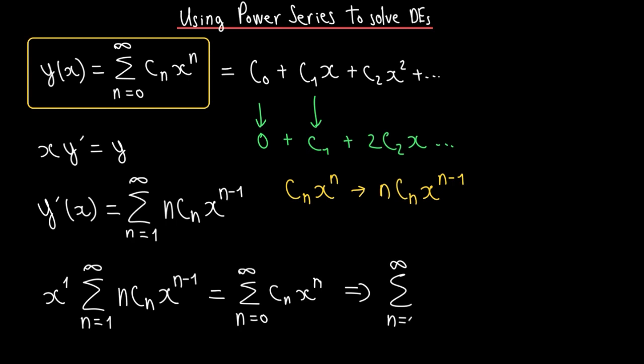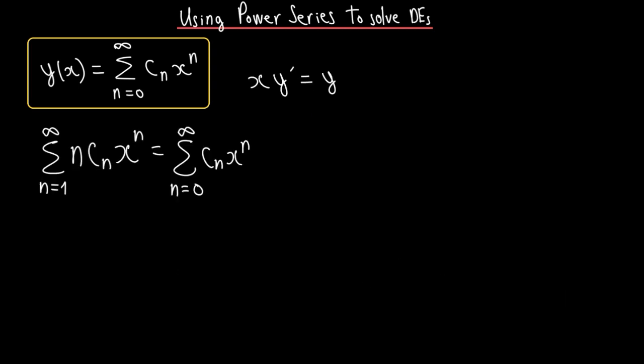of n going from 1 to infinity of n Cn x to the power of n is equal to the infinite sum, going from 0 this time to infinity of Cn x to the power of n. One final thing we need to do before comparing these two summations is that we need to have the same start of index over here.